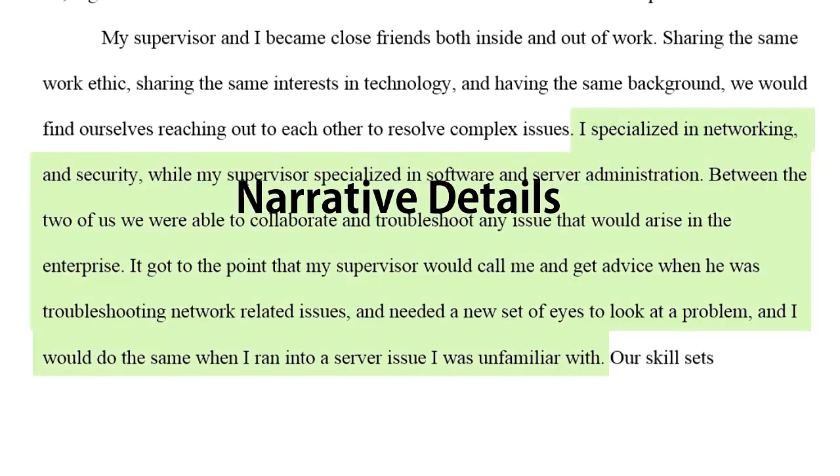I specialized in networking and security, while my supervisor specialized in software and server administration. Between the two of us, we were able to collaborate and troubleshoot any issue that would arise in the enterprise. It got to the point that my supervisor would call me and get advice when he was troubleshooting network-related issues and needed a new set of eyes to look at a problem. And I would do the same when I ran into a server issue I was unfamiliar with.